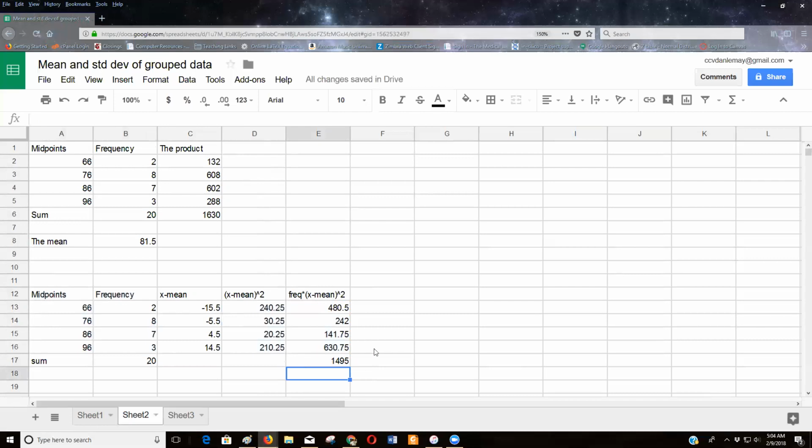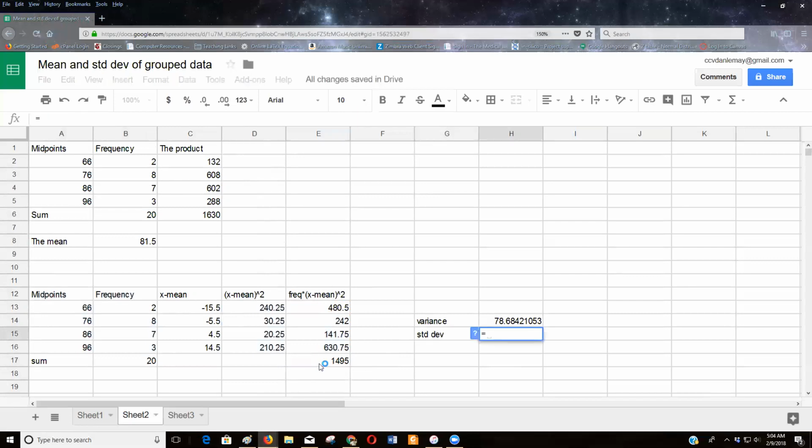Now I can find the variance. The variance is this sum here, that sum of all those squared differences divided by, for the sample variance, 19, which is 1 less than the number of numbers we had. And that's it. Then to get the standard deviation, we're going to take the square root.